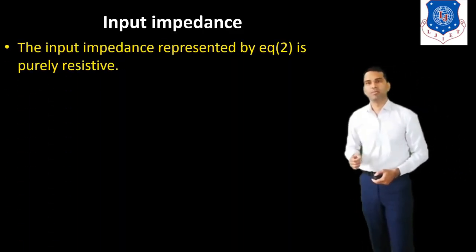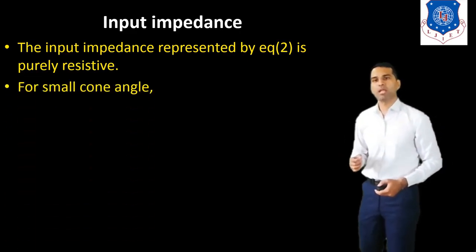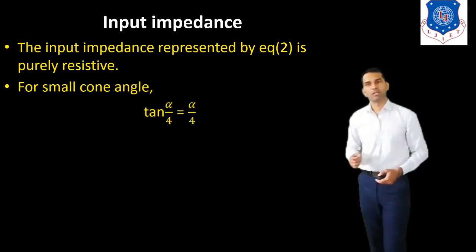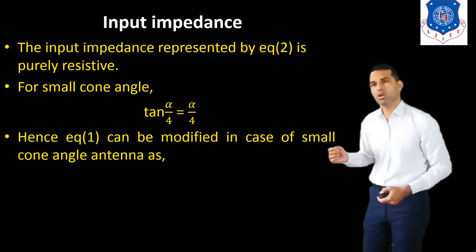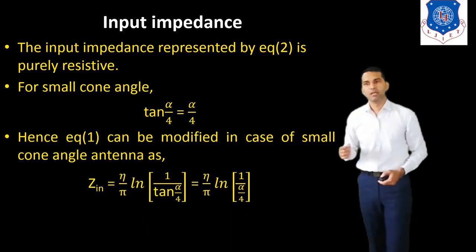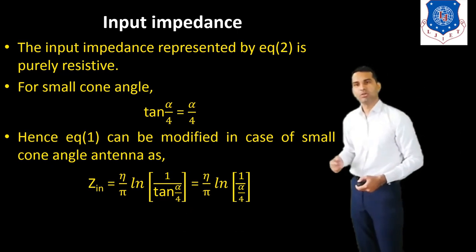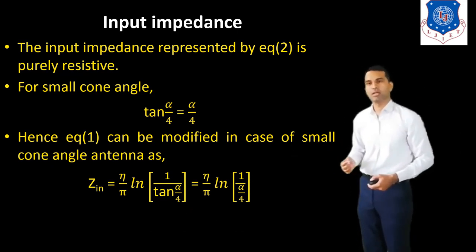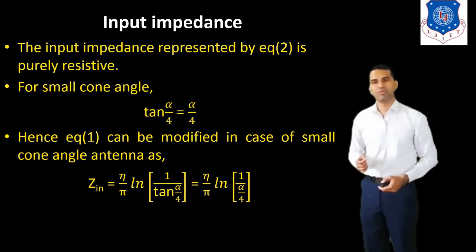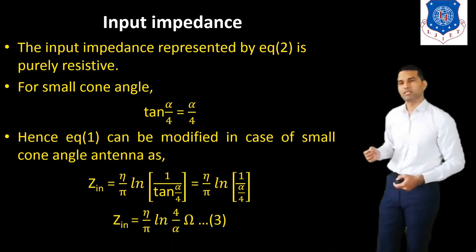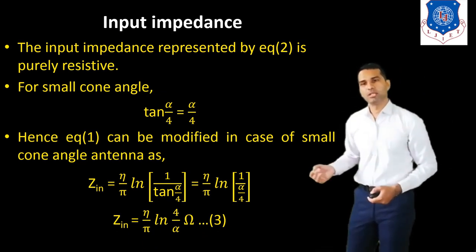The input impedance represented by equation number 2 is purely resistive. For a small cone angle, tan alpha by 4 equals alpha by 4. Hence, equation number 1 can be modified for a small cone angle antenna as Z in equals eta by pi ln 1 upon tan alpha by 4. So we can simply write this equation as eta by pi ln 1 upon alpha by 4. So we can write Z in equals eta by pi ln 4 by alpha, and the unit is ohm.